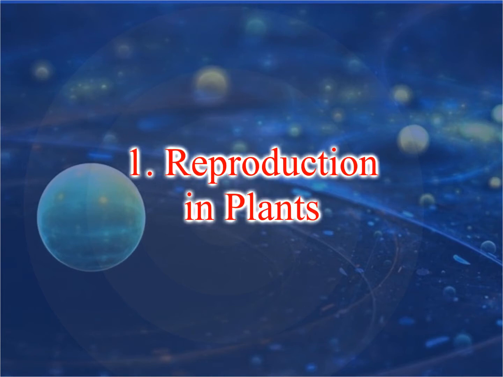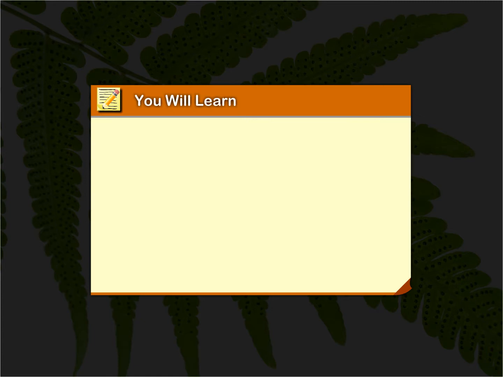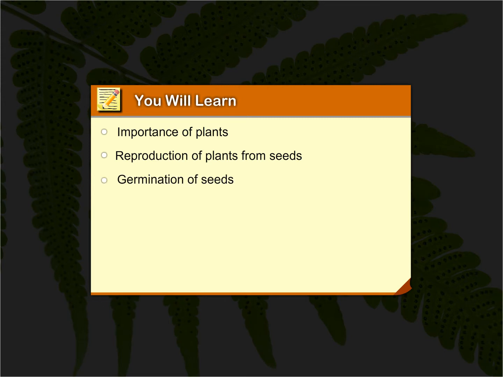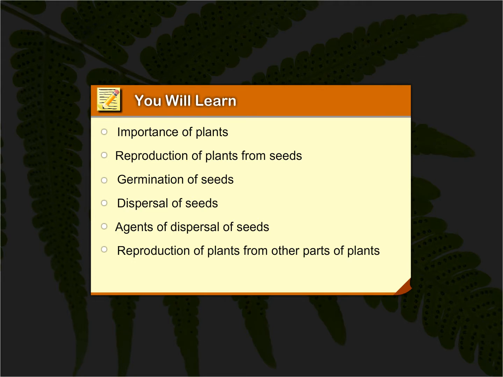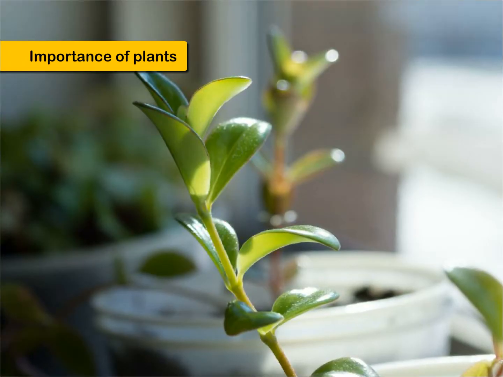Chapter 1: Reproduction in Plants. You will learn importance of plants, reproduction of plants from seeds, germination of seeds, dispersal of seeds, agents of dispersal of seeds, reproduction of plants from other parts of plants, agriculture, importance of plants.